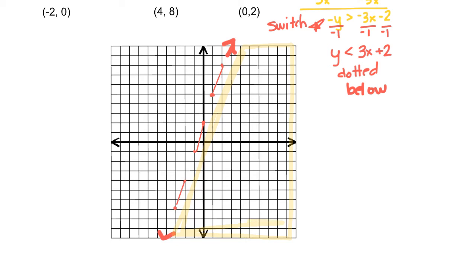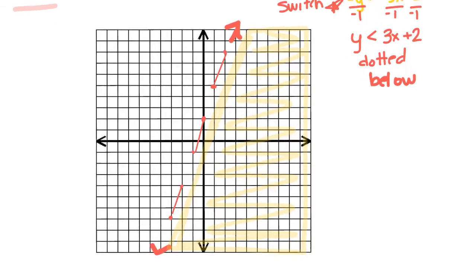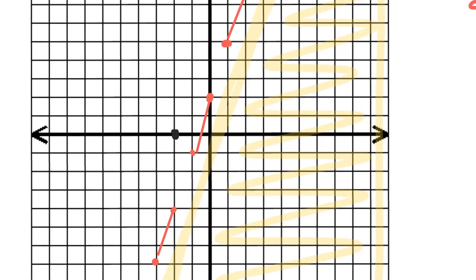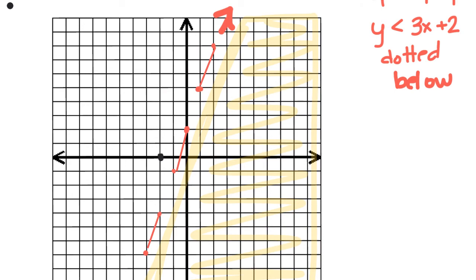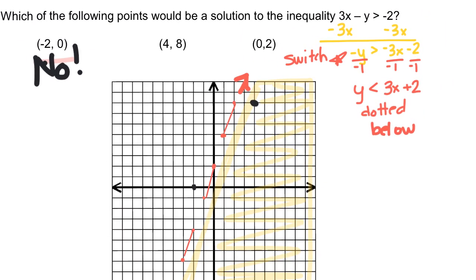To check to see if a point is a solution, we check and see where it is. So we have the point -2, 0. That's why it's so important for you to graph very, very neatly when you're doing these. So the point -2, 0 is right here. Is that a solution? No, it is not. It is outside of our solution set. 4, 8. So you graph that point. And the point 4, 8 is inside our solution set. It is in the shaded section.